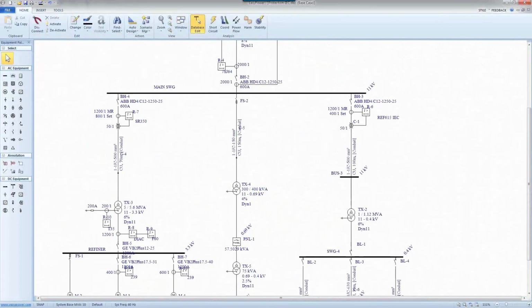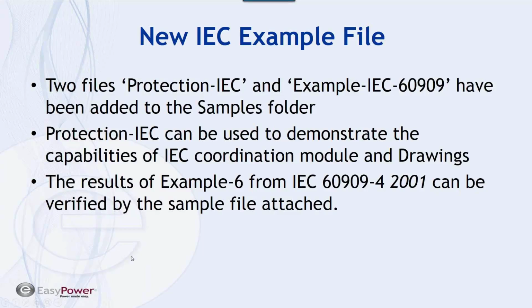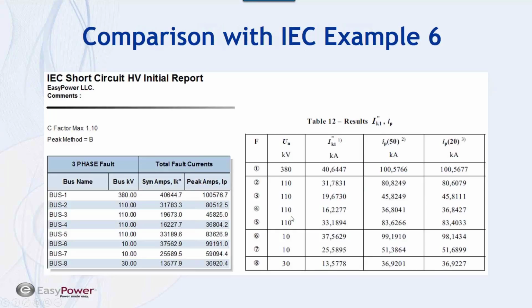The second file is the IEC file. We just put it in there to make a point that you don't need to double check the method. We already did it for you, and we have the results, and we released them, and they are in this presentation that you will see just a minute from now. Results of example 6 from IEC 909-4 2001 can be verified by the same sample file attached. Feel free to verify them yourself. Otherwise, I'll show the results to you.